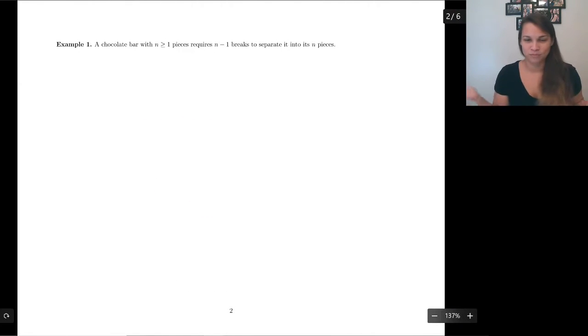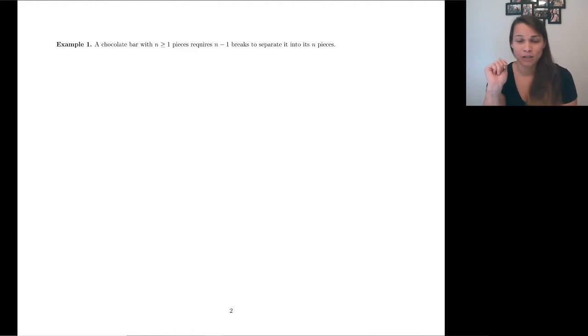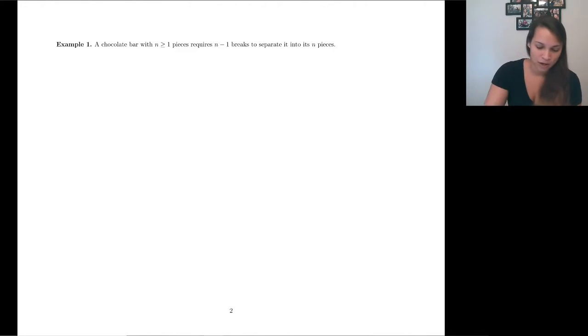Okay. First example, very serious example. We're going to talk about chocolate. We have a chocolate bar and it has a bunch of pieces. We're going to say n many. And it's going to require n minus 1 breaks to separate it into its n pieces.